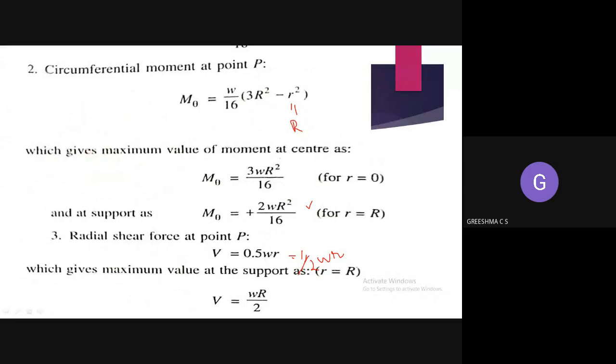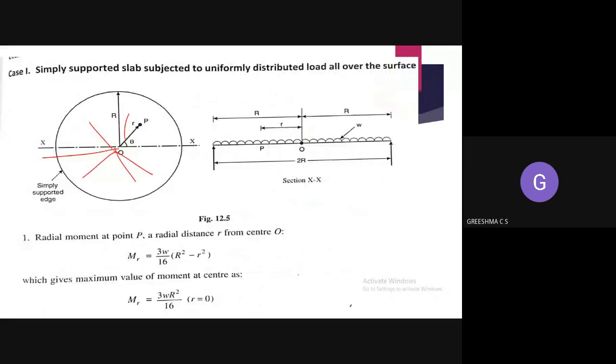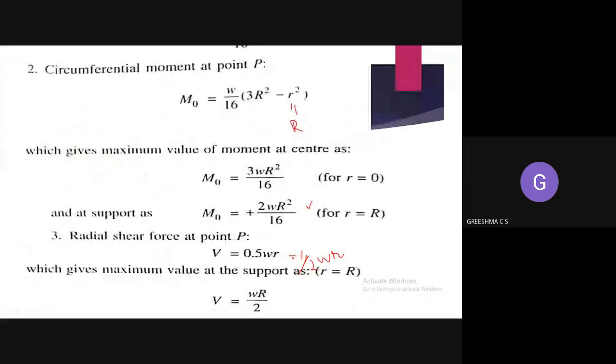So that is the radial shear force at any point. If you take any point, suppose this is the point P, the radial shear force at this point is equal to 1 by 2 WR, or 0.5 WR. Now, where will you have the maximum shear force? Can you please tell me?